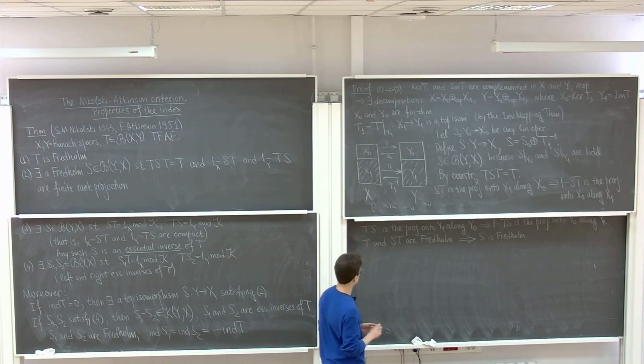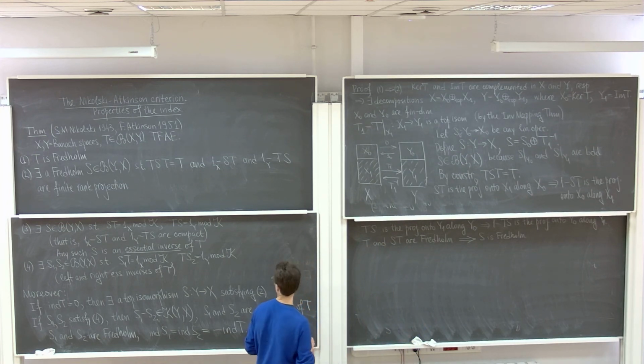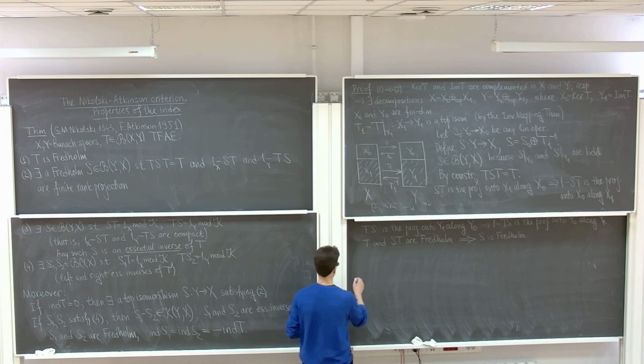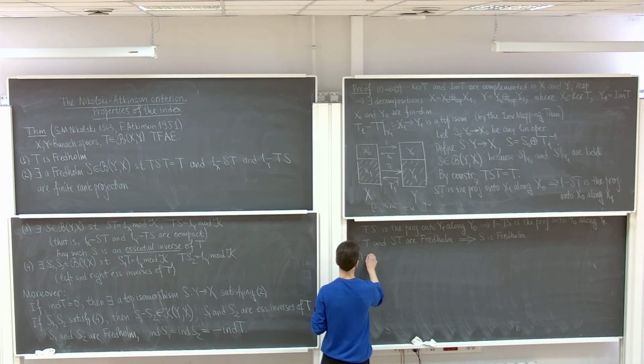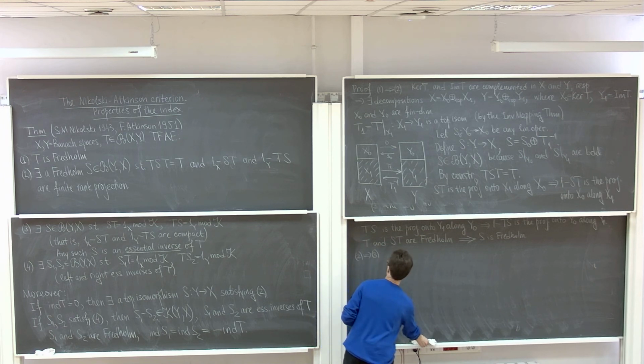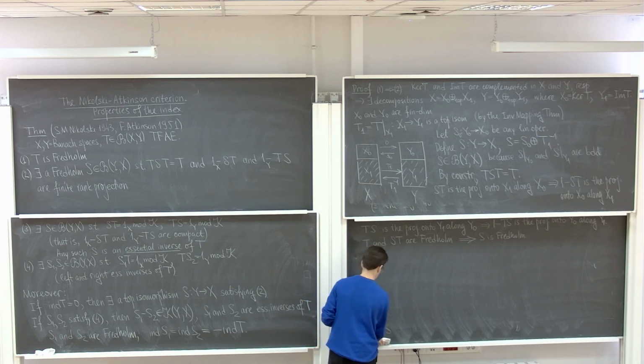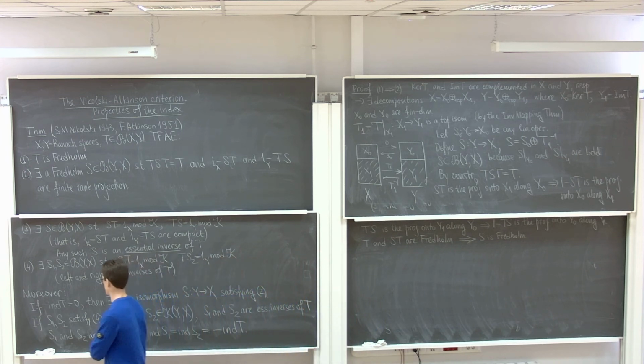Okay, so if we now look at 2, it's clear that 2 implies 3 and 3 implies 4. Oh, by the way, before we continue our implications, it is convenient now to prove this statement. So if the index is 0, then there is a topological isomorphism satisfying condition 2.